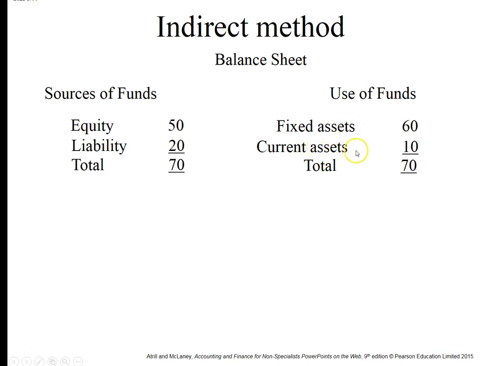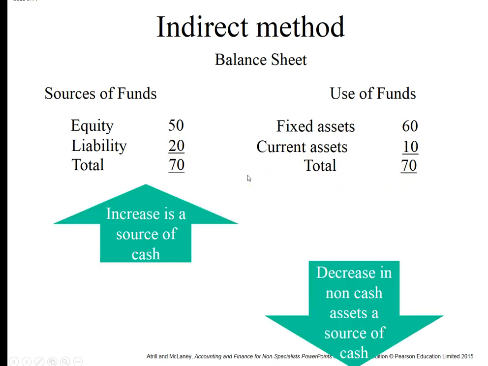And remember, if any profits are made, that increases the assets and increases the equity. So there's always a balance between the two. They should always equal each other. Now, when we apply the logic of the cash flow statement, we can see easily enough that an increase in the source of funds is going to be a source of cash.